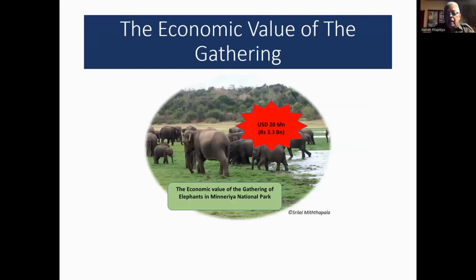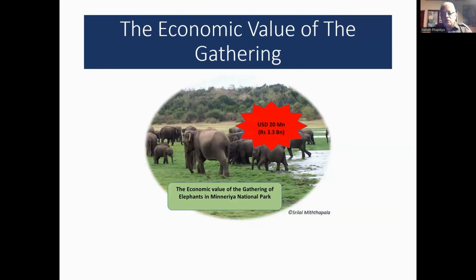And he showed that the Great Elephant Gathering earns $20 million, or 3.3 billion rupees, not million, 3.3 billion rupees, for the local economy, the economy of Sri Lanka, as a result of the elephant gathering. Now, with the elephant numbers going down to 20 or less than 100, it is no longer a feature for people to come and observe. So tourism is going to drop drastically because there are plenty of countries that have 50 to 100 elephants in one location.